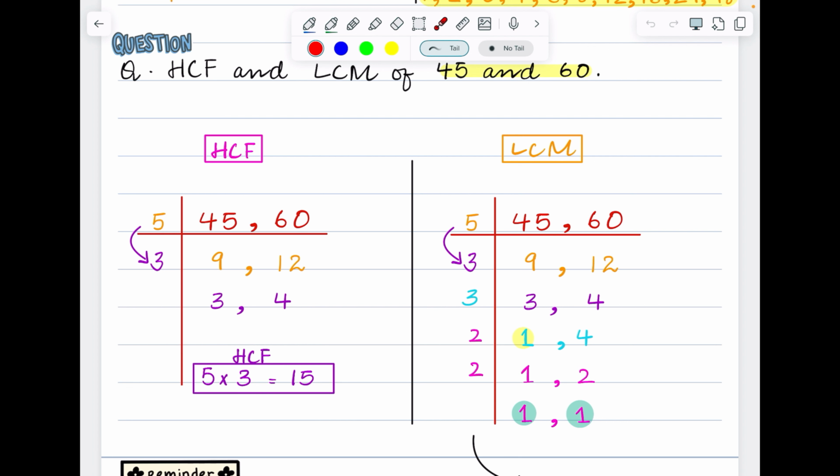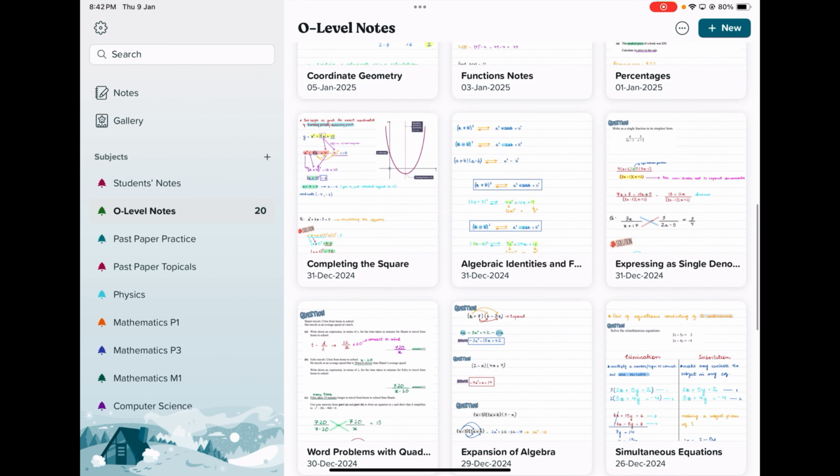Then I see 1, 4, 4 is not prime, so I'm going to divide it by 2. I'm going to get 1, 2. Then 2 again. I'm going to get 1, 1 because 2 divided by 2 is 1. So that's it, and we're done. So for LCM, you just keep on dividing until you get 1 at the end. But on the other hand, for HCF, you only divide until the time that both numbers are divisible by the same prime number. Let's have a look.